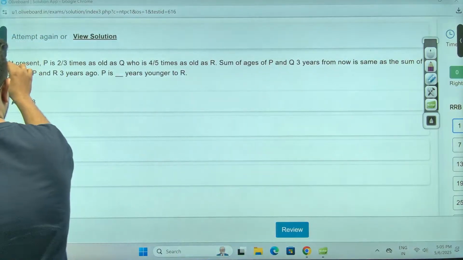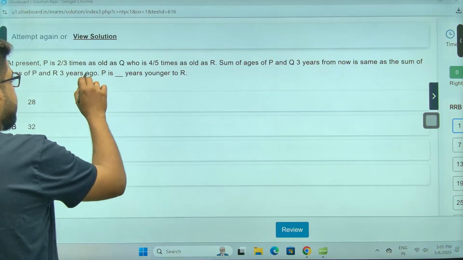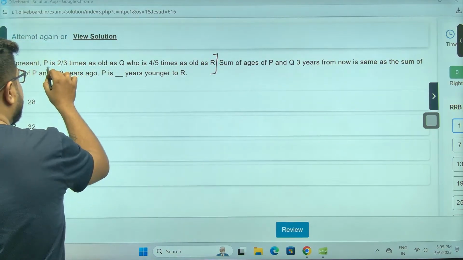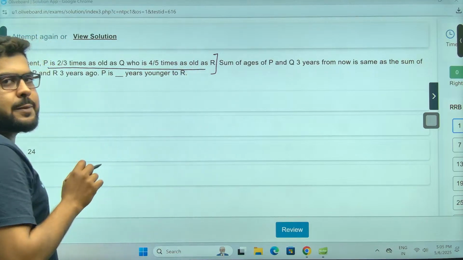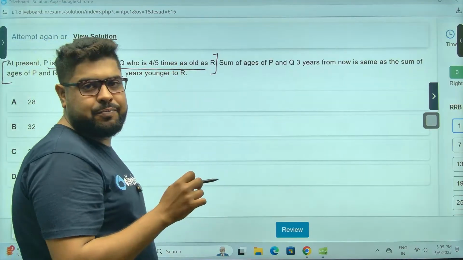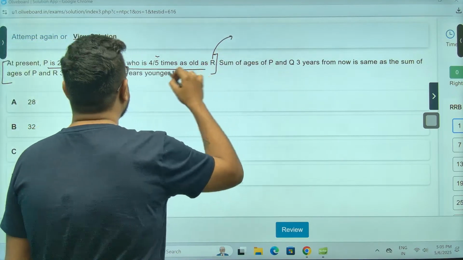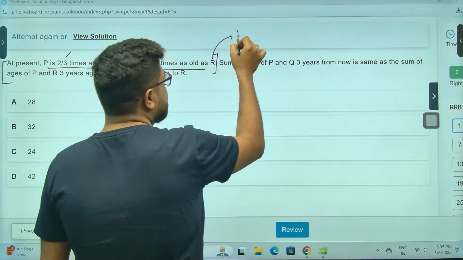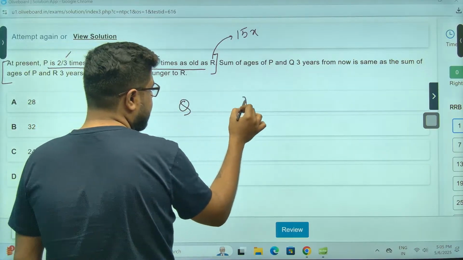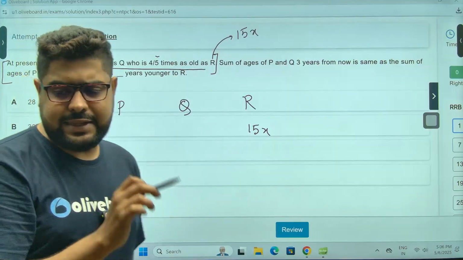Age-related questions. At present, P is 2/3 as old as Q, who is 4 by 5 times as old as R. Using this information, let's do one thing. You see, 2 by 3, 4 by 5. That means the denominators are 3 and 5. So for the age of R, I'm taking the multiple of 3 and 5, which is 15. So I'm taking 15x. Why? Because I don't want to deal with any decimals or fractions.